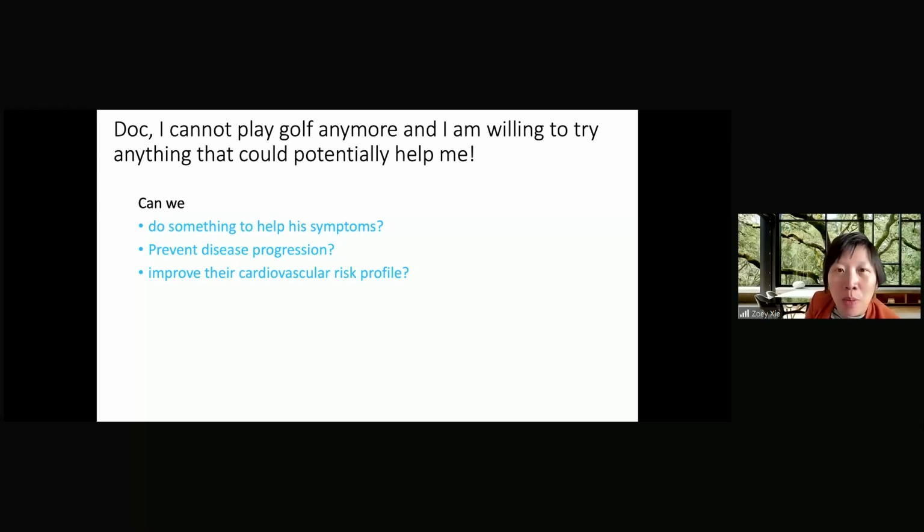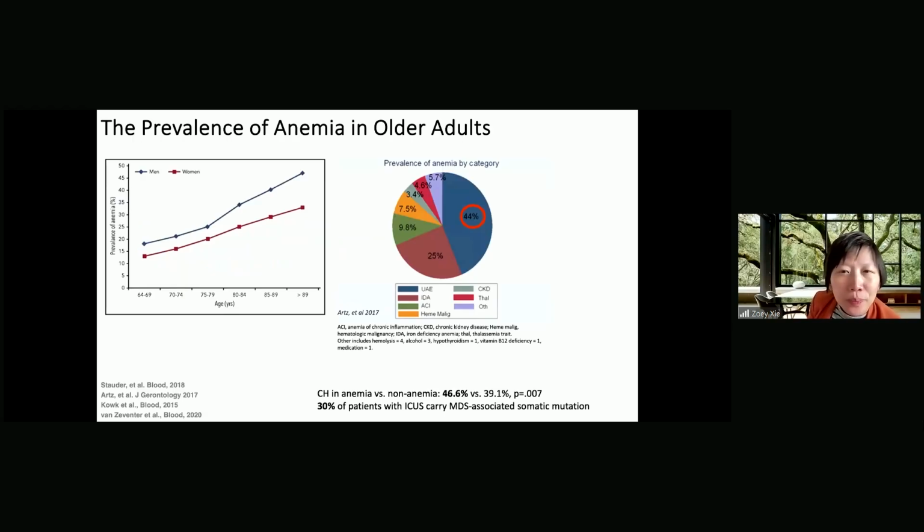So I was thinking about how we help this patient, and I try to focus on 3 areas. Number 1 is, can we do something to help his symptoms? Now his functionality has declined because of the anemia. And also, can we do something to prevent disease progression? And can we do something to reduce his cardiovascular risk? So we'll discuss based on these 3 items.